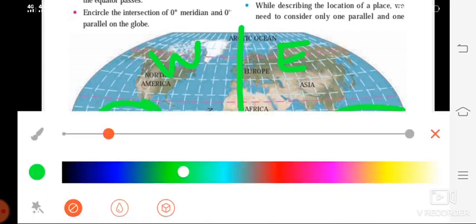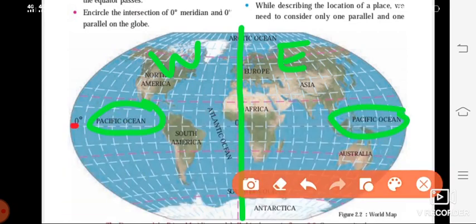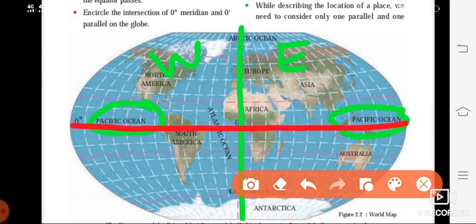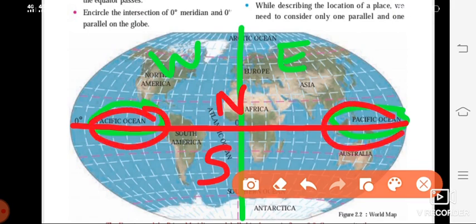Now we will divide it horizontally. So this is 0 degree parallel, that is equator. Because of the equator, what are we getting? Northern hemisphere and southern hemisphere. Which ocean do we have? Again we are having Pacific Ocean. Yes or no? So which oceans are spread in all the 4 hemispheres? The answer will be Pacific Ocean.